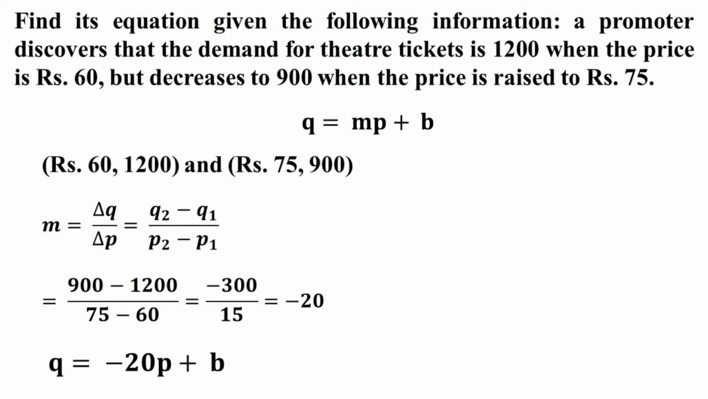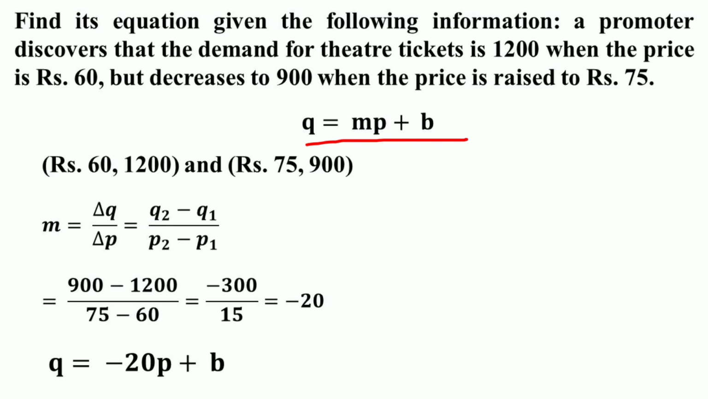So the solution here: we can find the form of the equation, which is Q is equal to MP plus B, where P is the price, the independent variable, and the quantity Q is the dependent variable, just like y. So here Q is the dependent variable, and M is the slope. The slope is not given here.